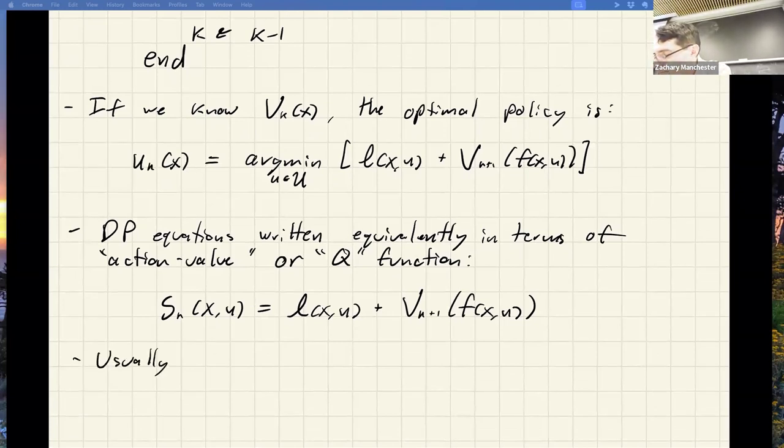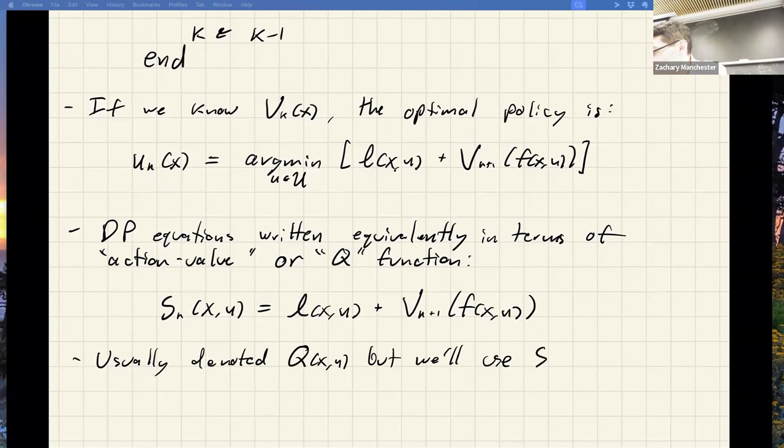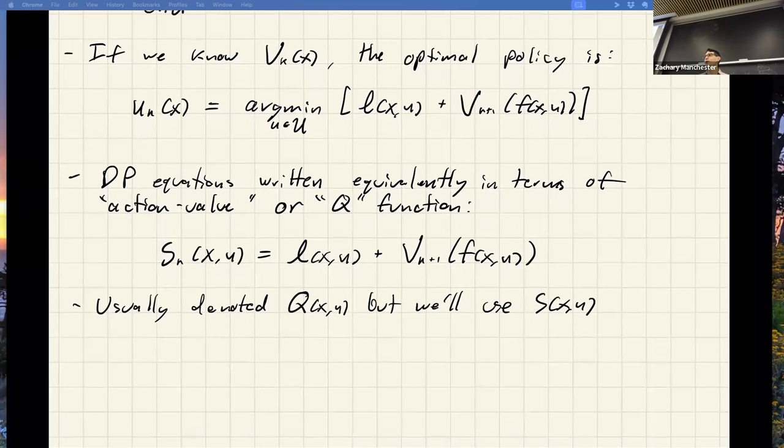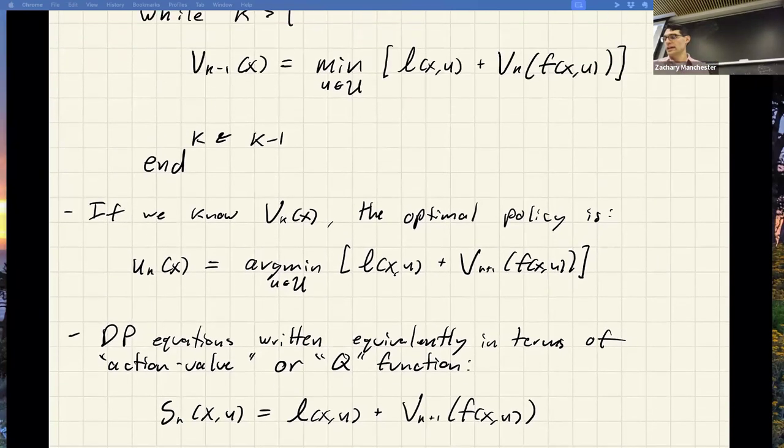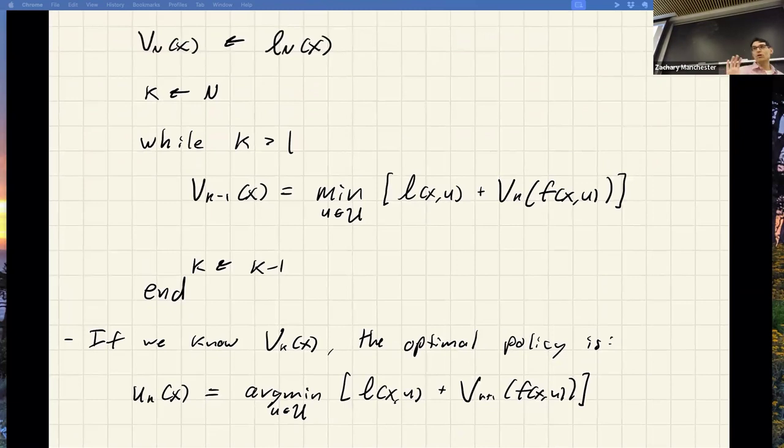It's usually denoted Q of X comma U, but we'll use S to avoid overloading the LQR notation. Why would you want to do this, for the RL people? Someone has seen this before. The reason people in RL like this is that if I learn S instead of V, if I know V, then I still need the dynamics, right? So if I know V, I solve this minimization problem where I have to actually plug the F dynamics model into V.